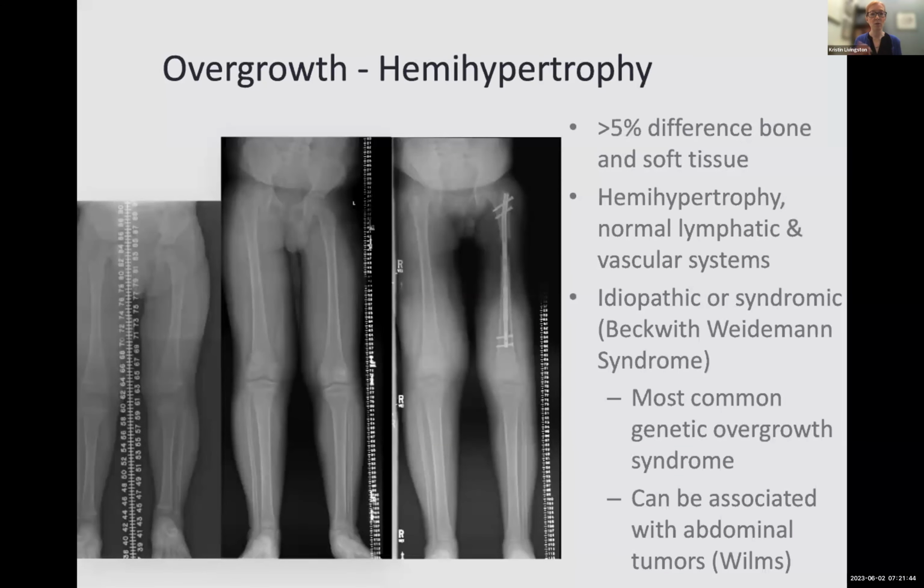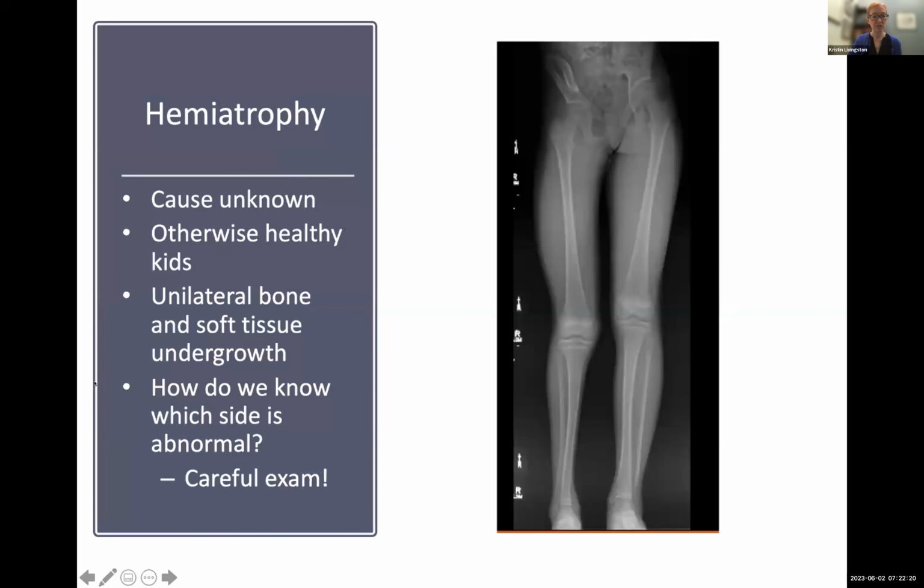A type of overgrowth causing limb length difference that we often see is hemihypertrophy. This is defined as an over 5% difference in the bone and soft tissue of one leg, with normal lymphatic and vascular systems, just with overgrowth of the soft tissues and bone. It can be idiopathic, or it can be syndromic, most commonly associated with Beckwith-Wiedemann syndrome, the most common genetic overgrowth syndrome that causes this. It can be associated with abdominal tumors, so we need to make sure these patients are being screened by their pediatricians and healthcare team. The other side of that is hemiatrophy. This isn't typically syndromic. The cause is unknown, and it happens in otherwise healthy kids. This is a unilateral bone and soft tissue undergrowth.